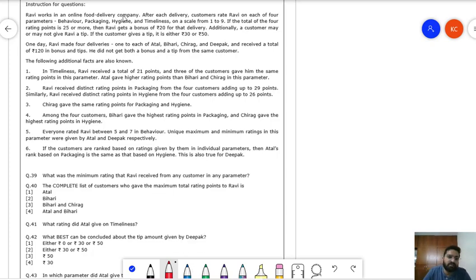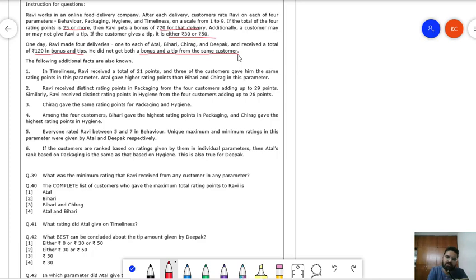Ravi works with an online food delivery company. After each delivery, Ravi rates on each of the four parameters. If the total of the four rating points is 20 or more, Ravi gets a bonus of 20 for that delivery. Additionally, a customer may or may not give Ravi a tip, and if a customer tips, it is 30 or 50 only. One day, Ravi made four deliveries, to Atal, Bihari, Chirag and Deepak, and received a total of 120 in bonus and tips. He did not get a bonus and a tip from the same customer.